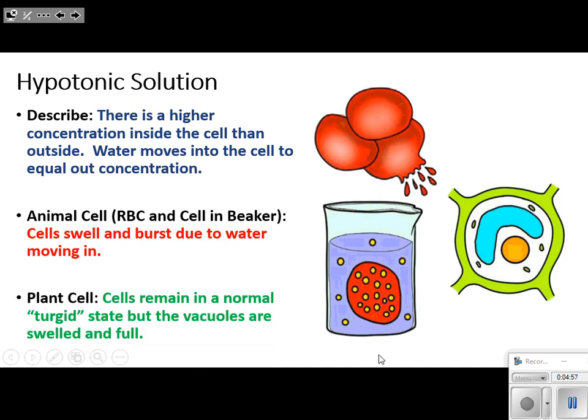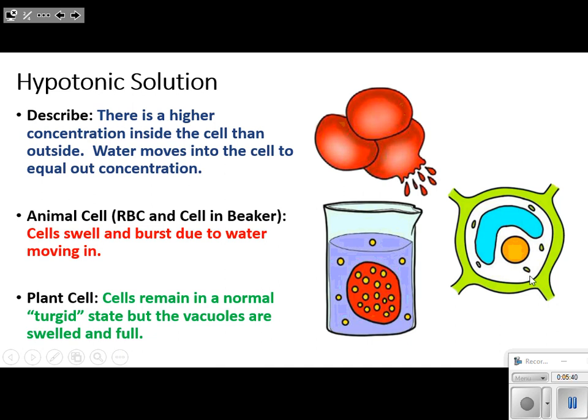Well, the plant cell will remain in a normal turgid state, but the vacuoles are swelled and full. See how the cell wall, usually the cell wall is a square, isn't it? See how this cell wall is swelled and full? Okay? It's getting chubbier, that little cell is. As that cell is getting chubbier, we call that a turgid state.